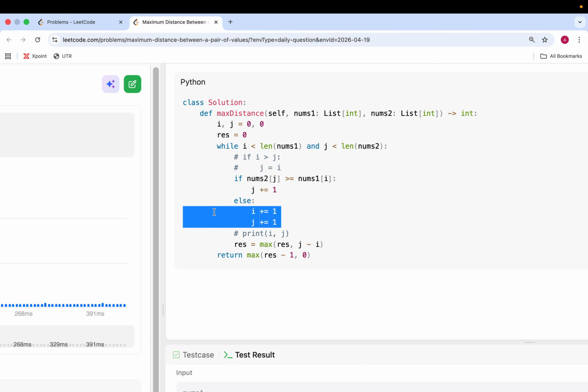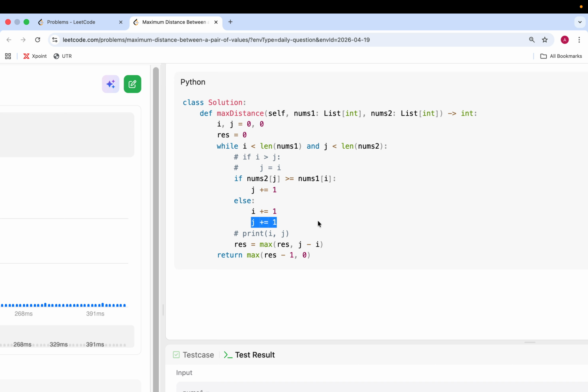Okay, if nums2 at j is greater than or equal to nums1 at i, so if we found a valid pair, so to speak, then move j along, try again. And if we haven't found a valid pair, if we found the breaking point, I guess, then i should move across, j should move across, and you're doing j minus i. So I was doing j minus 1 minus i. They found the breaking point and then moved j again.